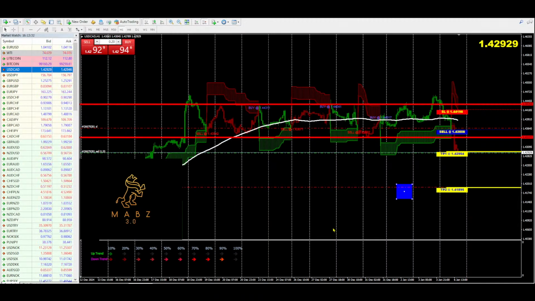The stop loss isn't too far away, and my entry size isn't too big. In case it reverses, I'm not gonna get hit. I'm not gonna be wiped out.